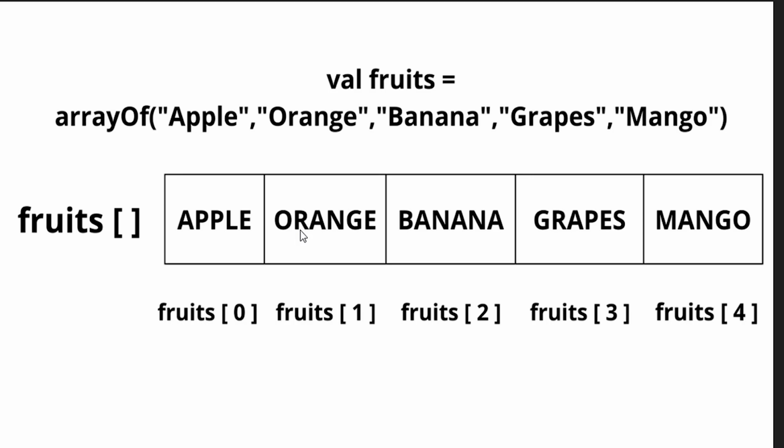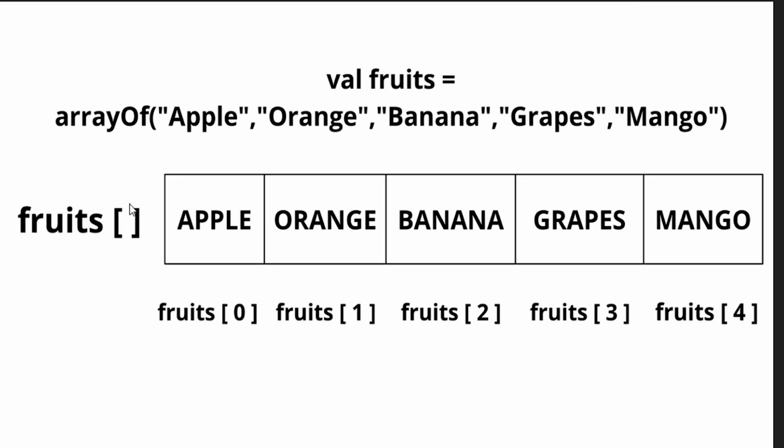Arrays are used to organize data in programming. Now, how can we create an array? We just write val, then the name of the array, like I gave here, fruits, then equals to, there is a function in Kotlin called arrayOf, and then you define the elements inside it. Here there are apple, orange, banana, grapes and mango. These are the 5 items here.